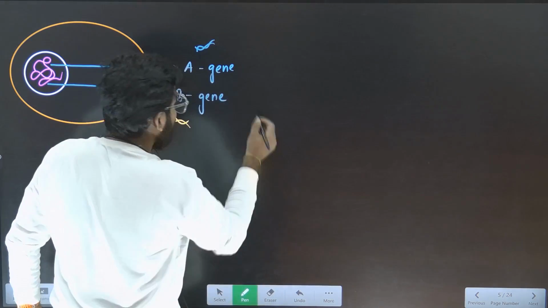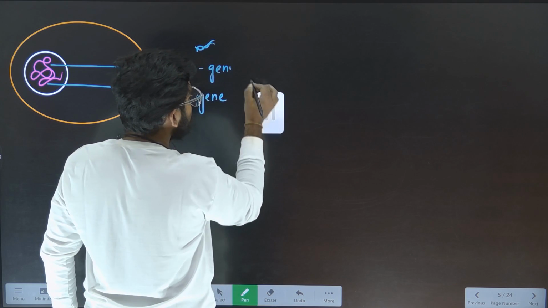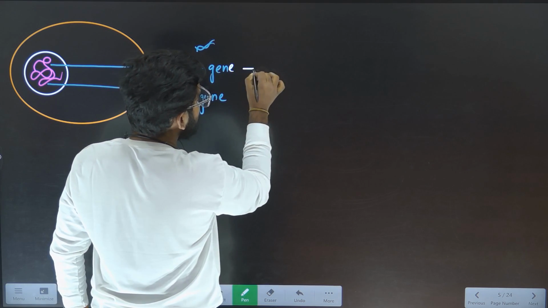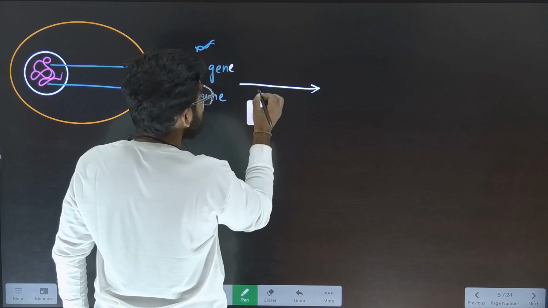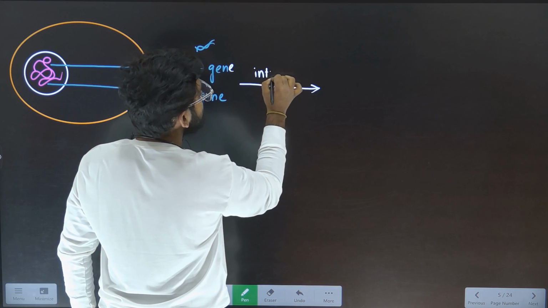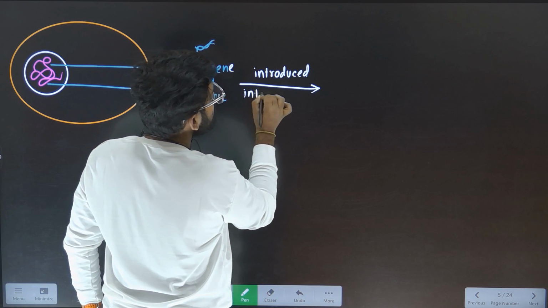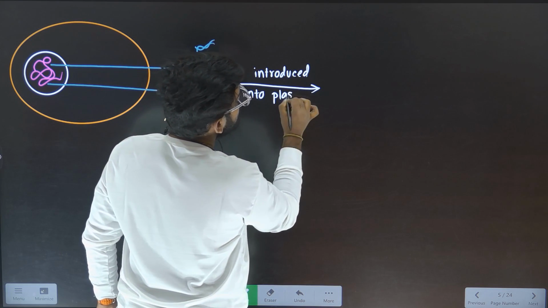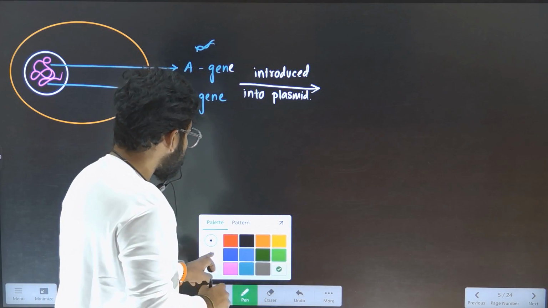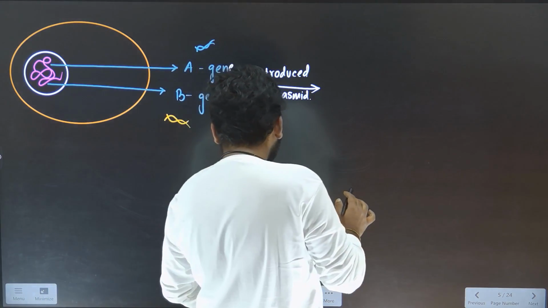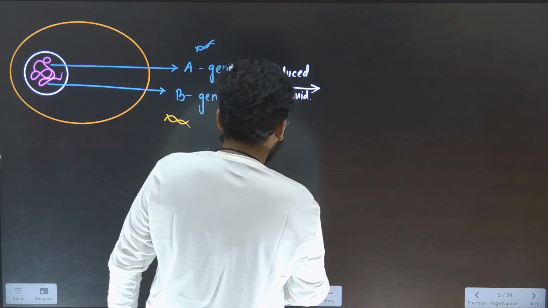Now we will be introducing them into 2 different plasmids. Introduced into plasmid. We know what a plasmid is. We already studied about the basics of biotech, so we have an idea. So say this is a plasmid.